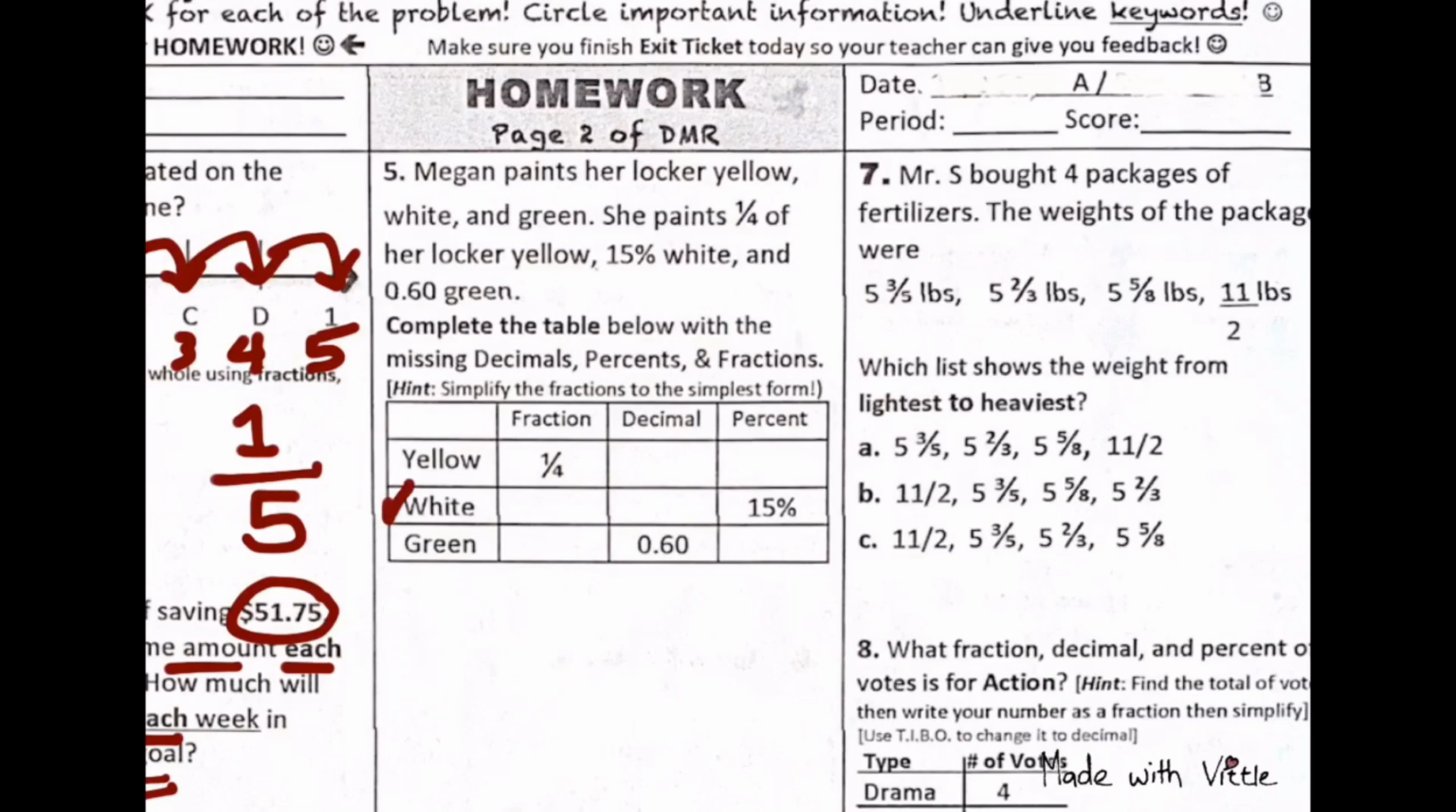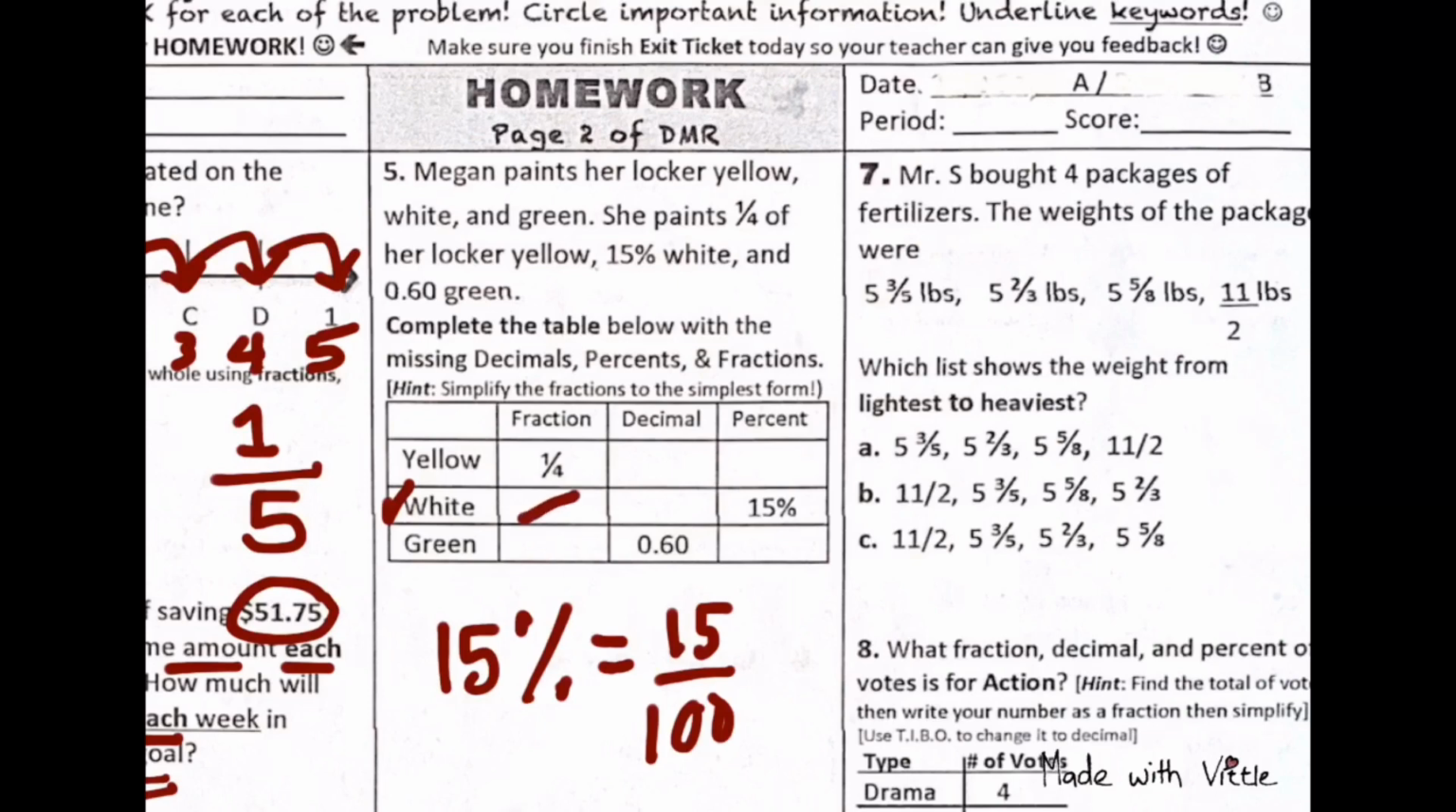Now look at the white. The number given is 15%. It's not a fraction, it's not a decimal. So what you are going to do is change it to a fraction, okay? You know the percent means out of 100, the 15 goes on top, and simplify it. Once you have the simplest form, write it here on the fraction column. And then you may go ahead and write it also as a decimal. You know what 15 hundredths mean. Use the place value wisely.